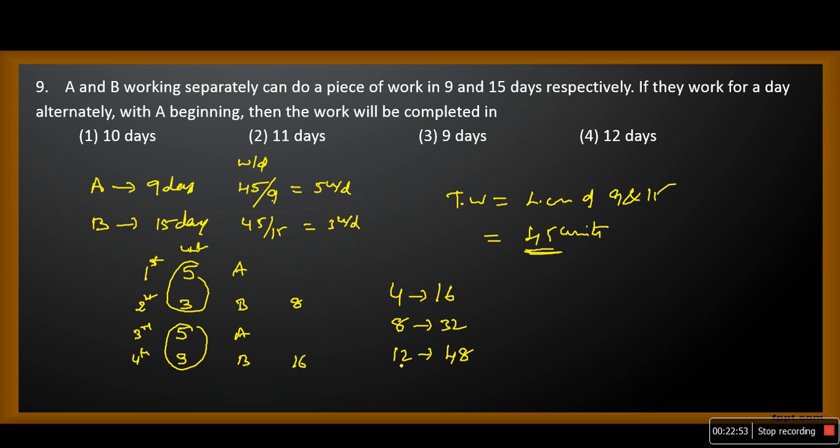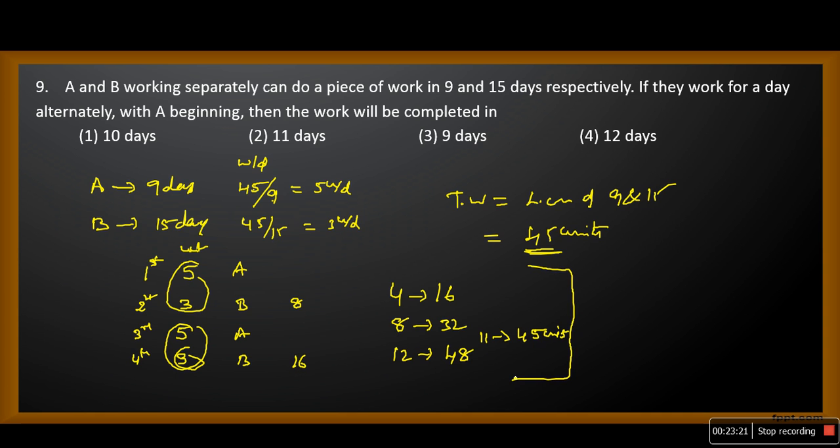On the 12th day, who has to do? B has to do. B is doing how many units per day? 3 units per day. Go back for 1 day. On the 11th day they can complete 45 units, because on the 12th day B will do, because on an even-numbered day B is doing. So B is doing 3 units per day. So on the 12th day if you remove 3 units, 48 minus 3 is 45. This is one way of doing.